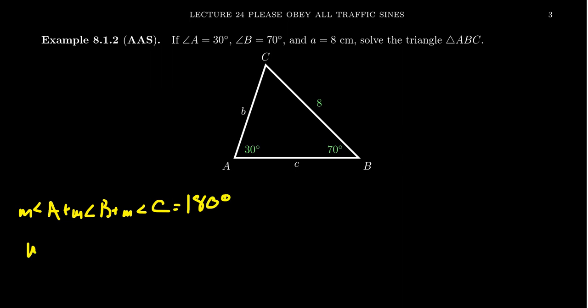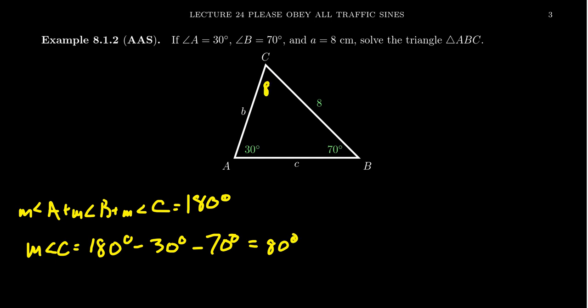This tells us that the measure of angle C will equal 180 degrees, take away the measure of angle A, which is 30 degrees, take away the measure of angle B, which is 70 degrees. Angle A and B together account for 100 degrees of the triangle. So the remaining angle would have to be 80 degrees. We took away 100 degrees. And so we can fill that in the picture here. Angle C is going to be 80 degrees. So if you know two angles, you basically know three angles because you can just subtract the known angles from 180 to find the missing angle.